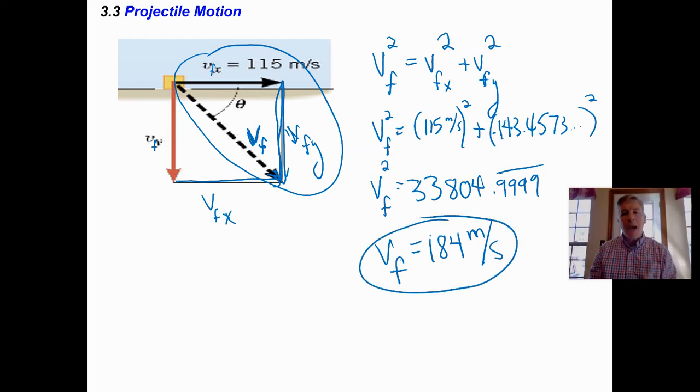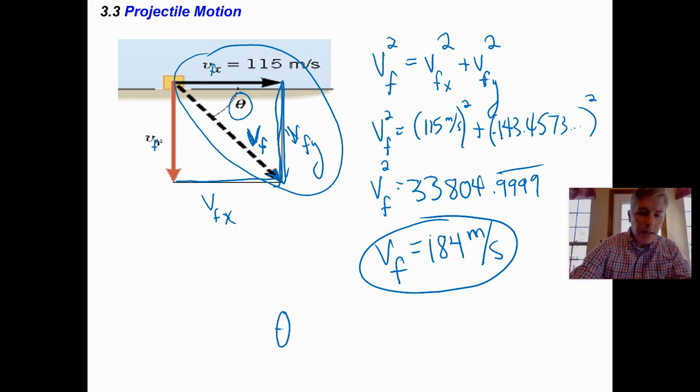This is how fast the package is going, because as that package is being dropped, it's moving horizontally at 115 meters per second, but now it's vertically at 143 meters per second. So the combination of those two is this package, if you watch it, it's going to do this kind of diagonal. It's going to do a nice little parabola motion. The other thing I would argue is technically, if you want the final velocity, you also want the angle. You want the angle of declination. I want to know what angle it's going to land at. So that's this theta right here.